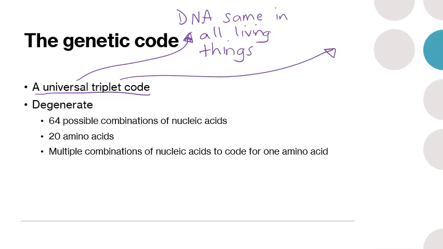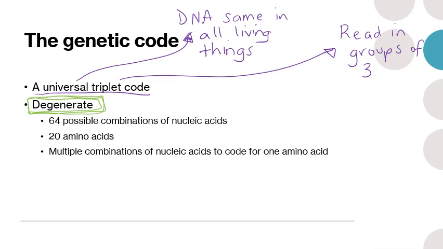We say that it's a triplet code because it's read in groups of 3. And that's really important for today's work. So when we've got our DNA and we're reading it, we look at a group of 3, the next group of 3, the next group of 3. And this is really important. We say that the genetic code is degenerate.